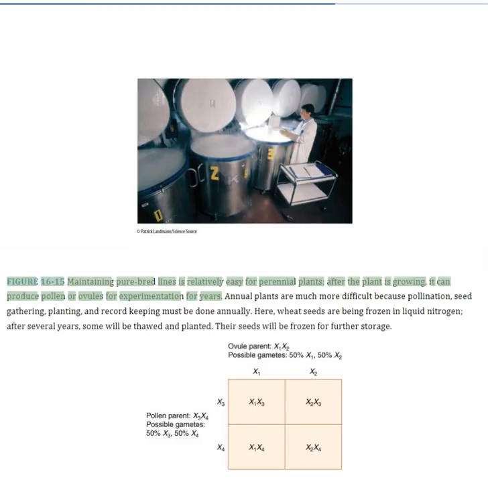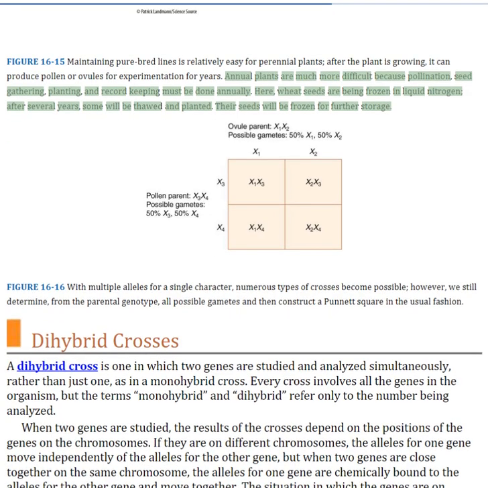Figure 16.15: maintaining purebred lines is relatively easy for perennial plants. After the plant is growing, it can produce pollen or ovules for experimentation for years. Annual plants are much more difficult because pollination, seed gathering, planting, and record keeping must be done annually. Here, wheat seeds are being frozen in liquid nitrogen. After several years, some will be thawed and planted. Their seeds will be frozen for further storage.